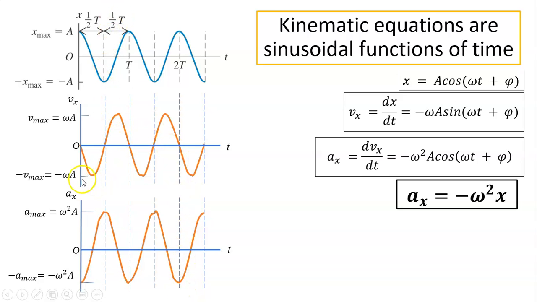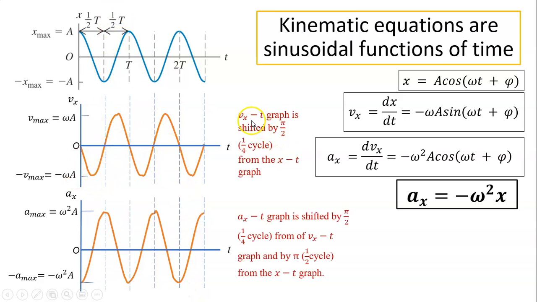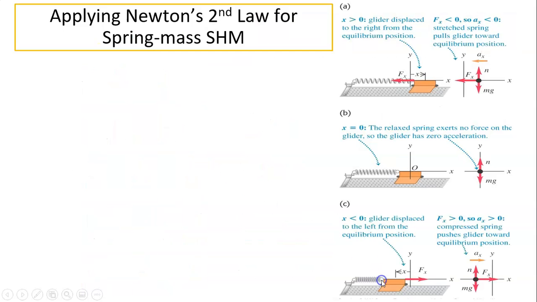If you compare this to Vx, the Vx-t graph is shifted by pi over 2, or a quarter cycle, from the x-t graph. The ax-t graph is shifted by pi over 2, or a quarter cycle, from the Vx-t graph, and by pi, or a half cycle, from the x-t graph. So basically it's the same graph: you shift a quarter cycle and it becomes Vx, you shift a half cycle and it becomes ax. Okay.